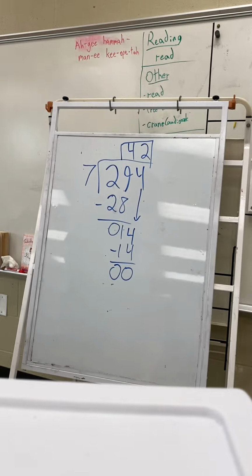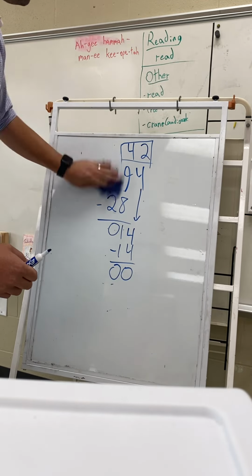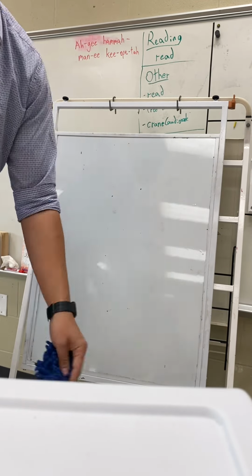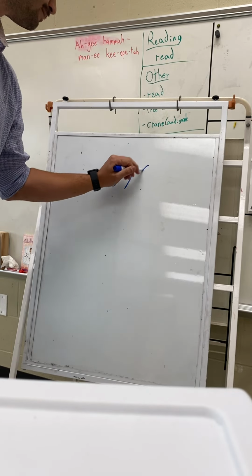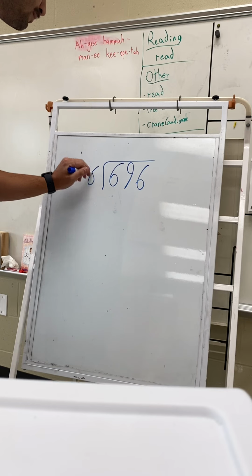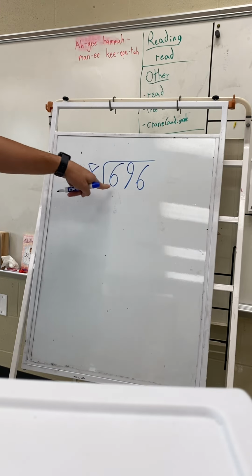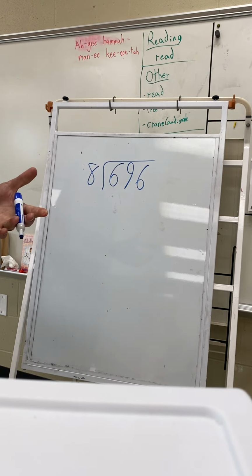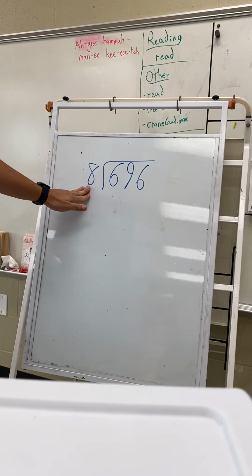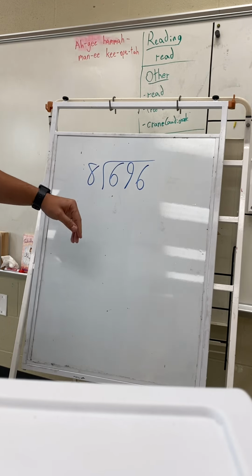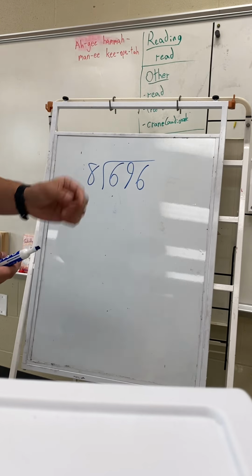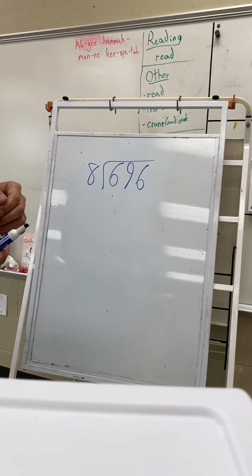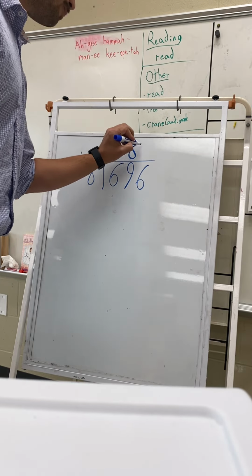All right, let's go and check out number 4. We have 696 divided by 8. So the first question is, can 8 fit inside of 6? And it doesn't fit, it's too small. So now we're looking at, can 8 fit inside of 69? And it can. How many times can we fit 8 inside of 69 while getting close but not going over? That's right, 8 times. So we put our 8 on top.